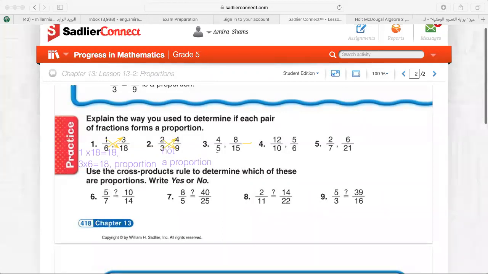So what is your answer? 4 over 5 is the simplest form. 8 over 15 is the simplest form. The two simplest forms are not equal, so they are not a proportion.